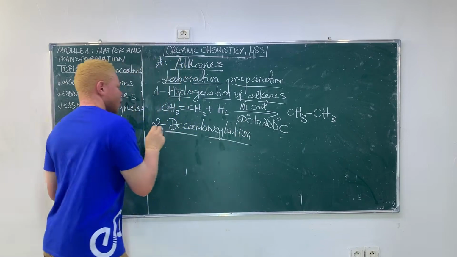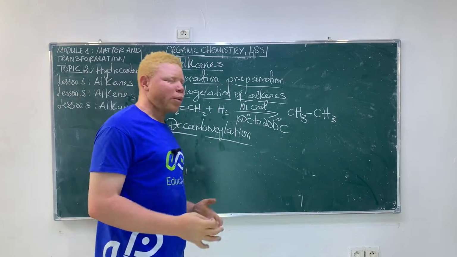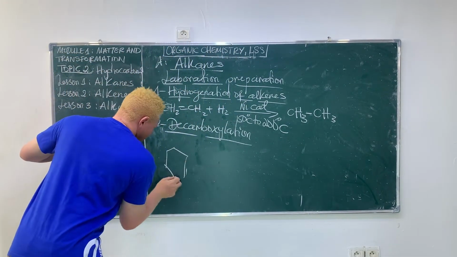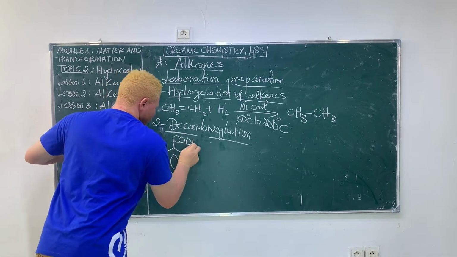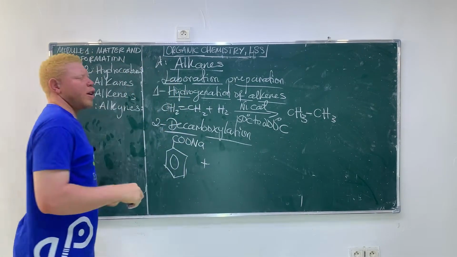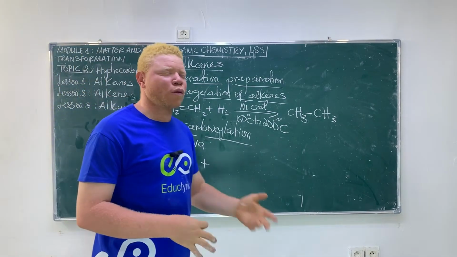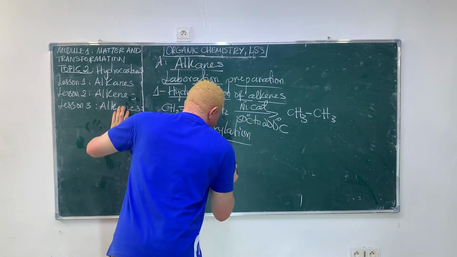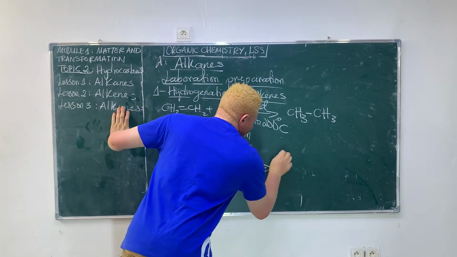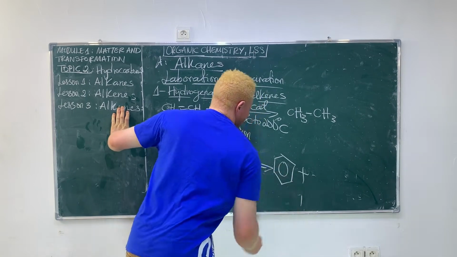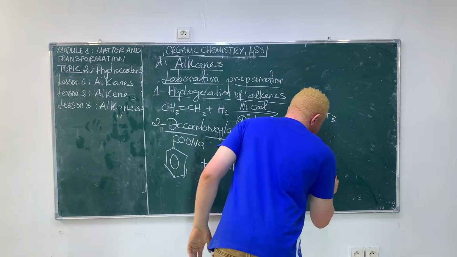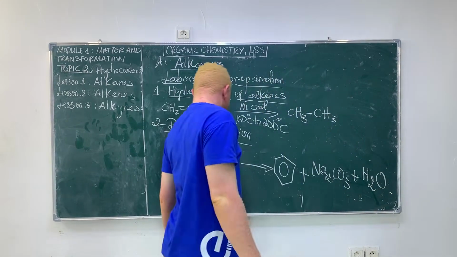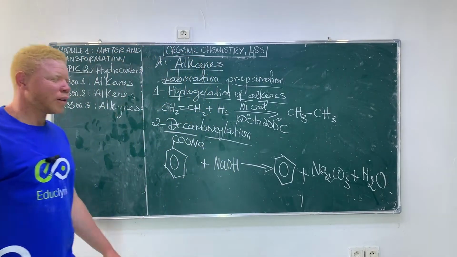Decarboxylation. In this case, we are going to use a salt of a carboxylic acid, like sodium benzoate, plus soda lime. Soda lime is a mixture of sodium hydroxide and calcium hydroxide. So we have sodium hydroxide reacting. At the end, we have benzene plus sodium carbonate plus water.